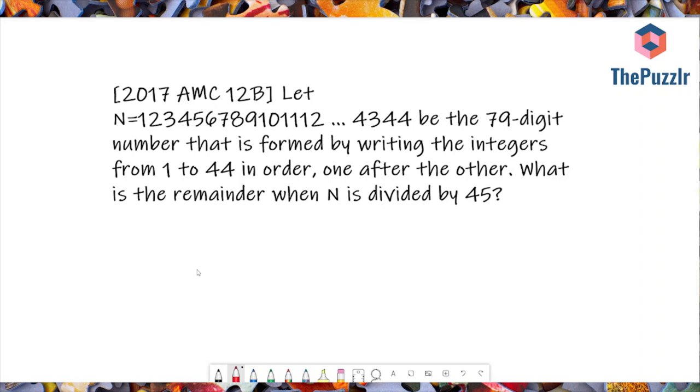Well, using the Chinese remainder theorem, first of all, we're asked, what is this number? What is n mod 45? So using the Chinese remainder theorem, we know that we can find what n is mod 5 and mod 9. And that will give us a unique solution, mod 45. And we can just find that once we know what it is, mod 5 and mod 9.